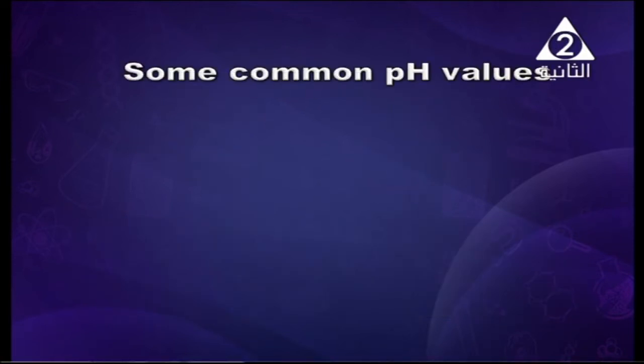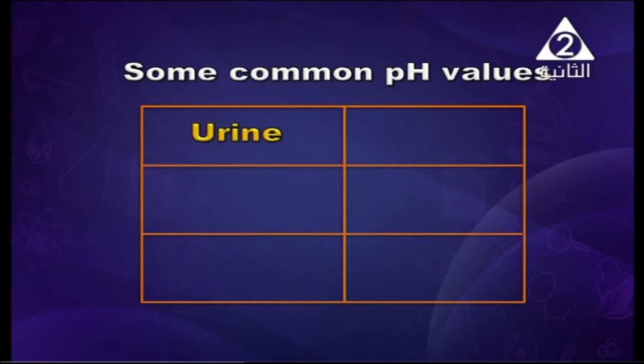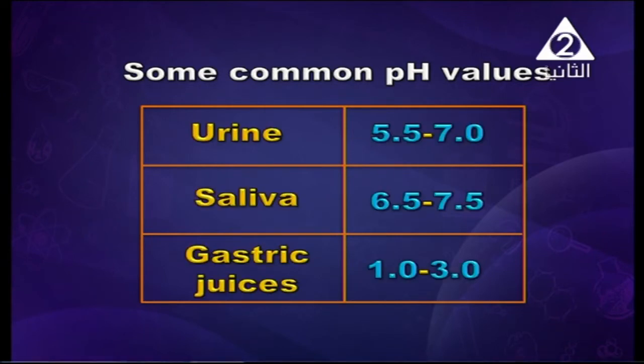Here some common values for pH: lemon 2.3, seawater 8.5, blood 7.4, urine 5.5 till 7, saliva 6.5 till 7.5, gastric juice from 1 to 3.